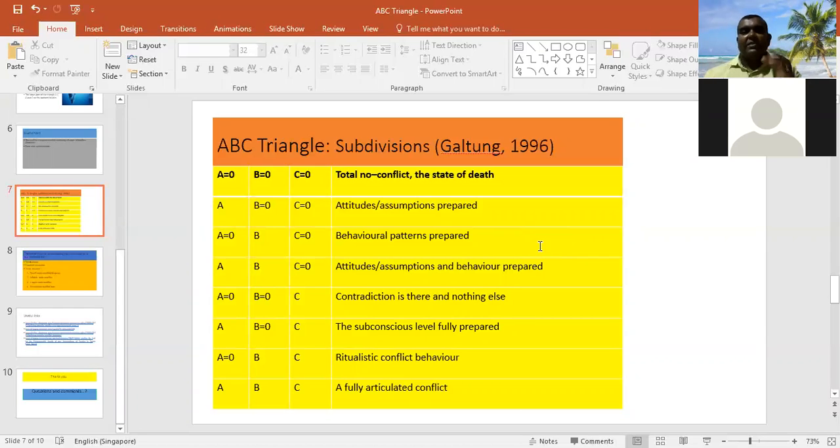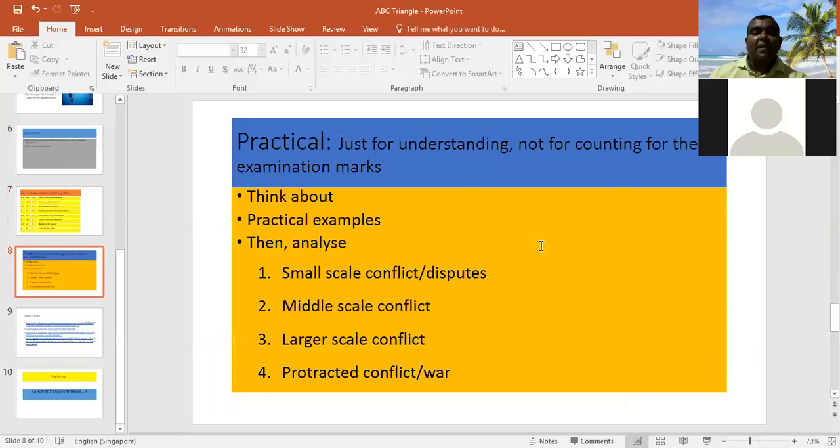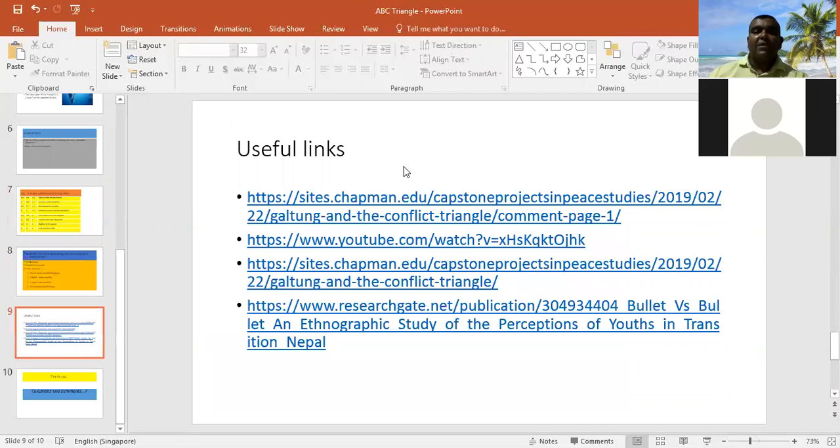All right. So this is your task. Please type them and forward it to me through the WhatsApp group. Then others can understand, right? Others can learn. So I put useful links for your additional reading.